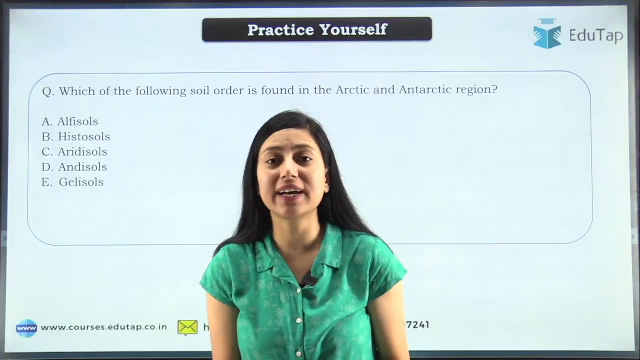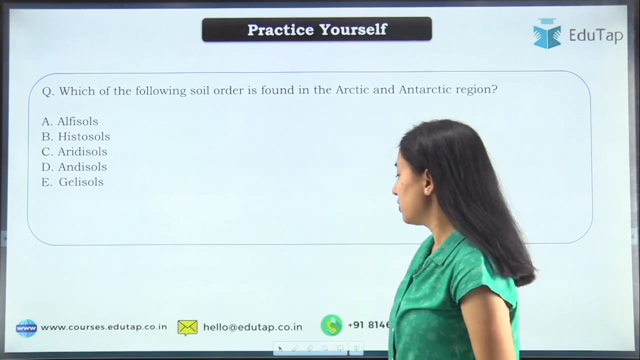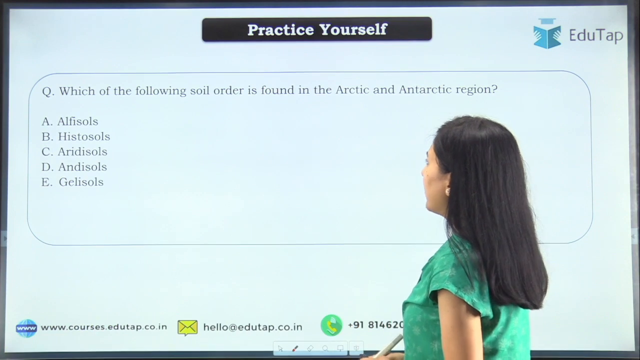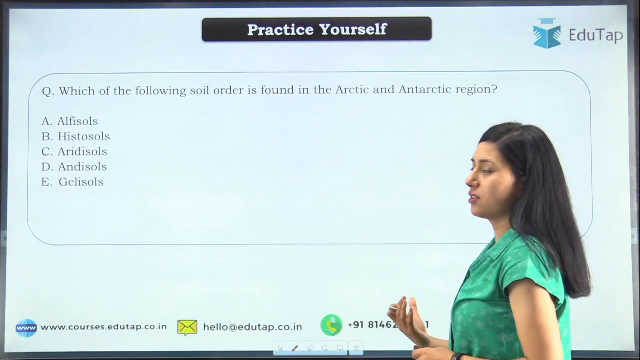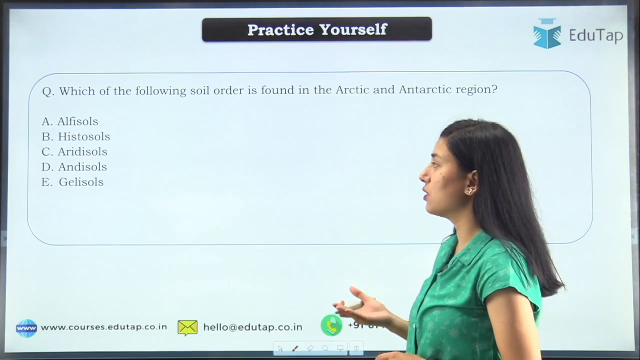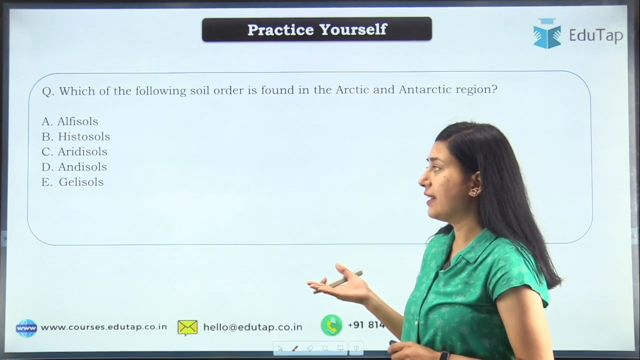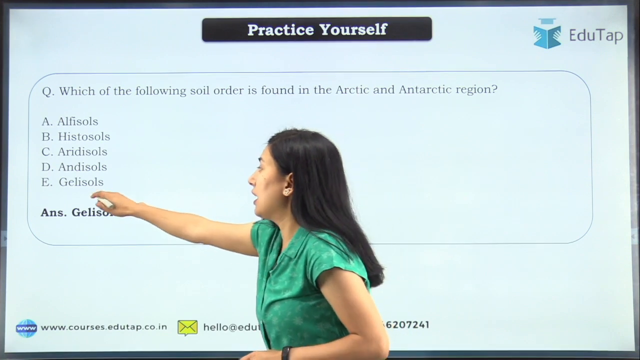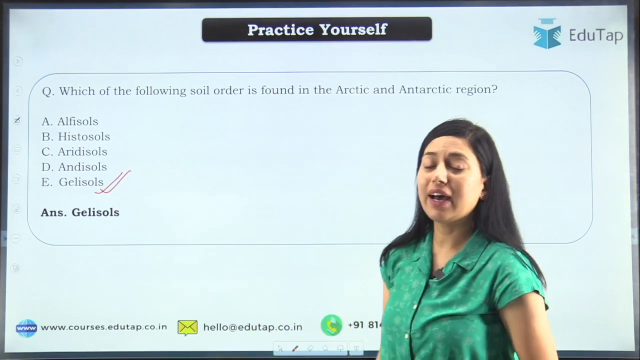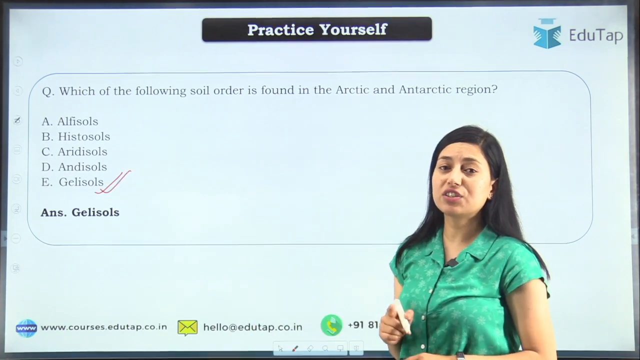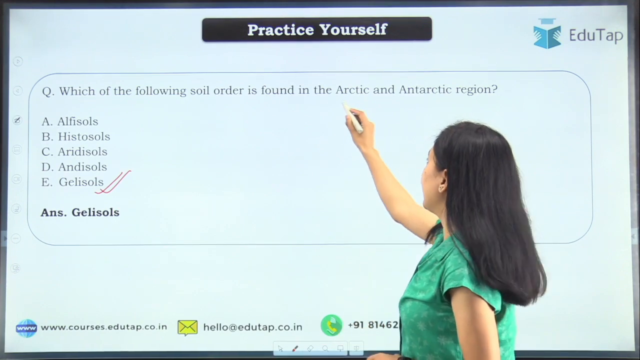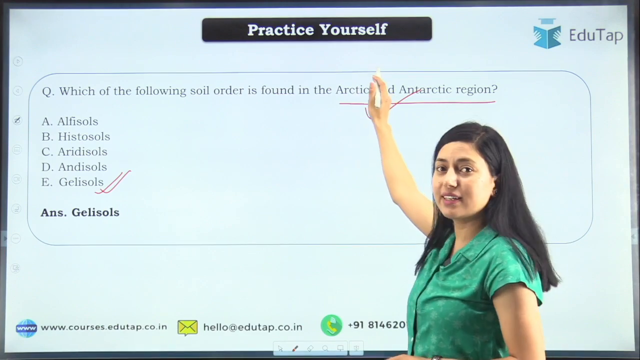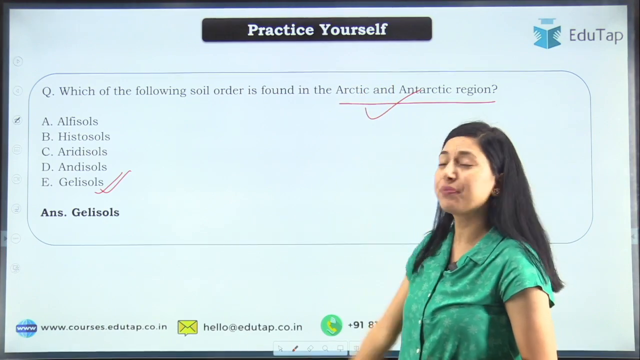So with that, students, I start my video. The question which I gave in the previous video was: which of the following soil orders is found in the Arctic and Antarctic region? Your options are Alfisols, Histosols, Aridisols, Entisols, or Gelisols. The right option for this question is Gelisols. I have discussed that Gelisols are found in those regions where there is a freezing condition. Here the Arctic and Antarctic regions are asked, and there is a freezing condition, so the right answer will be Gelisols.